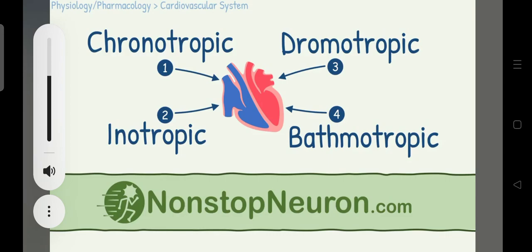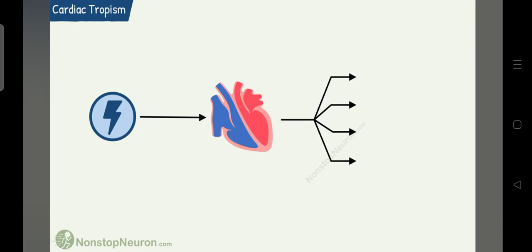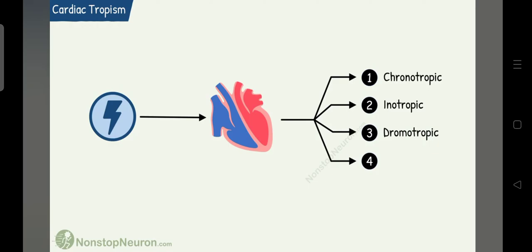Let's get started. Cardiac tropism describes the effect of external stimuli on the heart. See, the factors acting on the heart affect different parameters of heart functions. So they produce different types of changes in heart activity. These changes are broadly categorized into 4 types: chronotropic effects, inotropic effects, dromotropic effects, and bathmotropic effects.